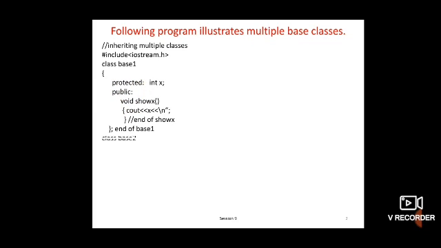Now one more class is declared, because here multiple base classes are used. What do we mean by multiple base classes? Many base classes create a derived class. So create one more base class, named base2. In this base class, again declare one variable, data type integer, with the protected access specifier. Students, suppose you don't write any access specifier here, then by default the compiler takes the private access specifier. Always remember this.